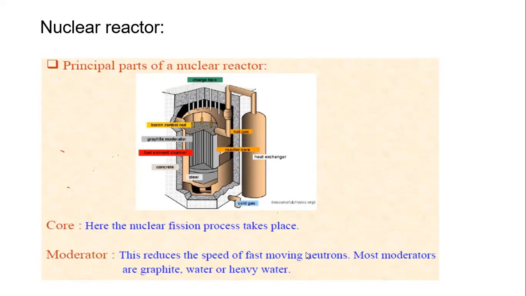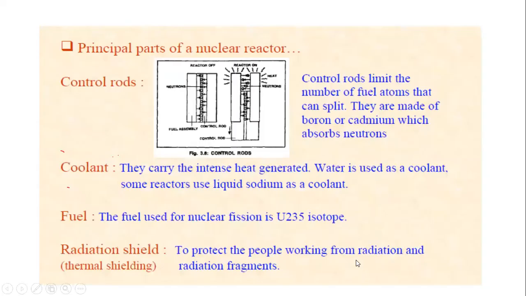Moderator: this reduces the speed of fast moving neutrons. Most moderators are graphite, water or heavy water. We use water or heavy water as a moderator. Next, control rods. These control rods limit the number of fuel atoms that can split. They are made up of boron and cadmium, which absorb the neutrons. They control the nuclear fission process.